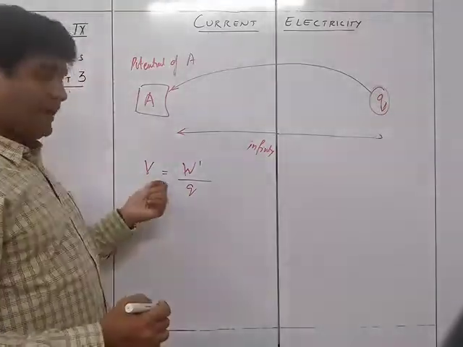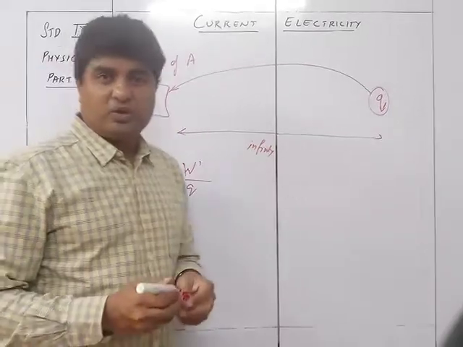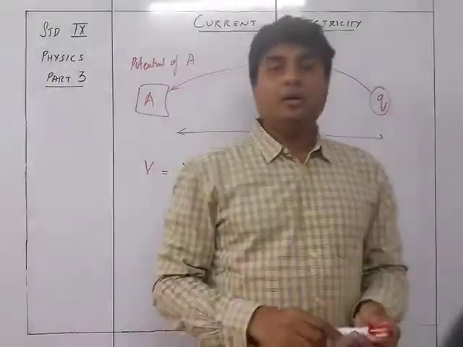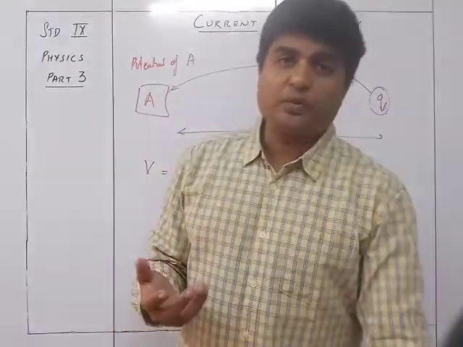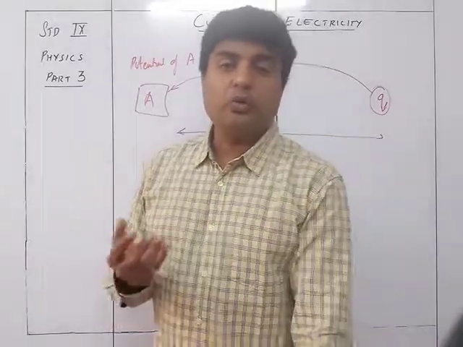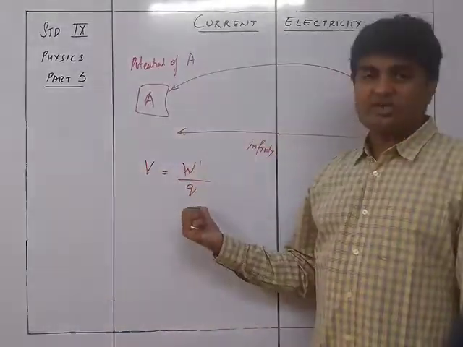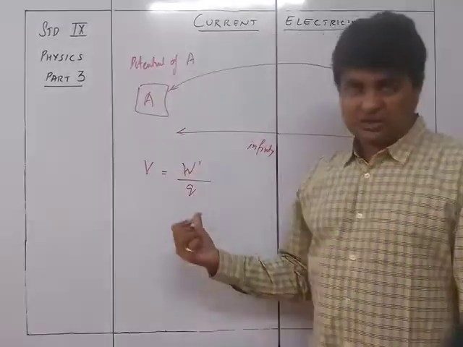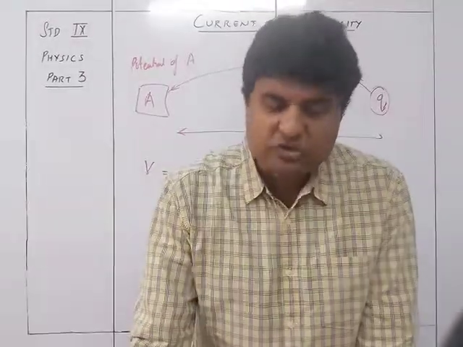Okay, potential is nothing but work upon charge, because we know what is potential. It is the capacity to do work. To do work on what? It is to do work on the charge. So work done on the charge. So that's why V is equal to W upon Q.